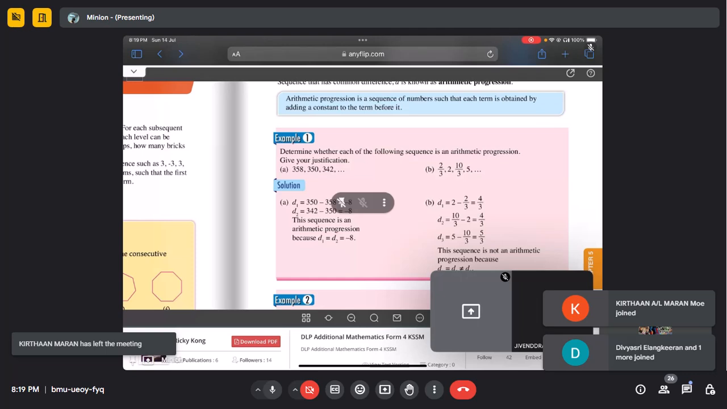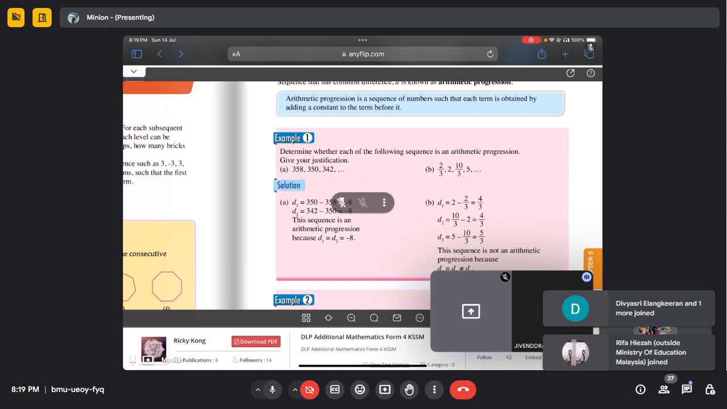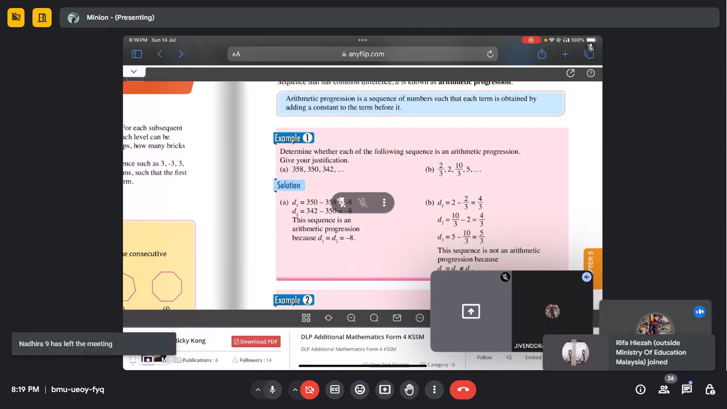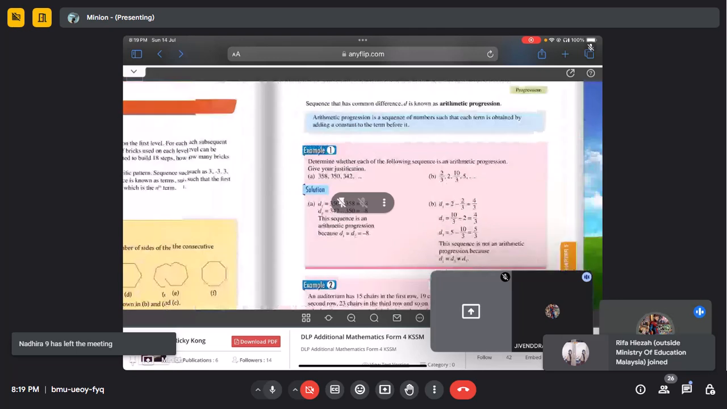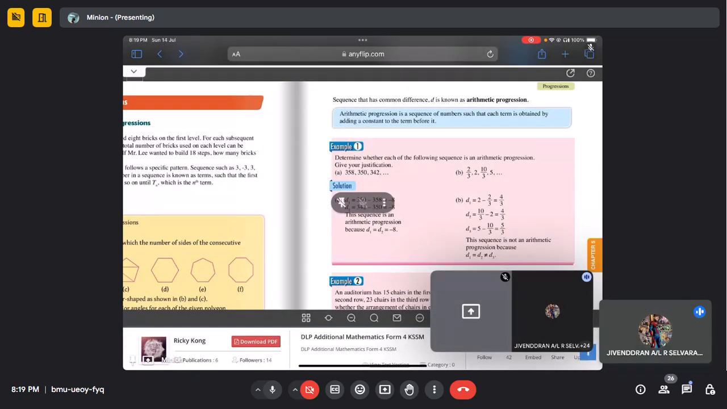Okay. Before I go into the examples, I'll explain what an arithmetic progression is first. An arithmetic progression is a sequence of numbers such that each term is obtained by adding a constant to the term before it. For example, 1, 3, 5, 7, where you add 2 to each of the terms. Okay, so let's go to example 1.